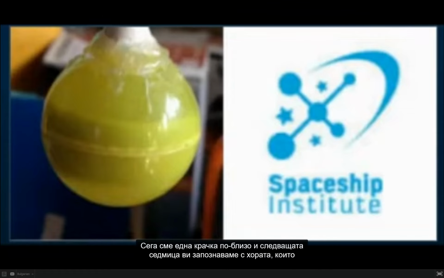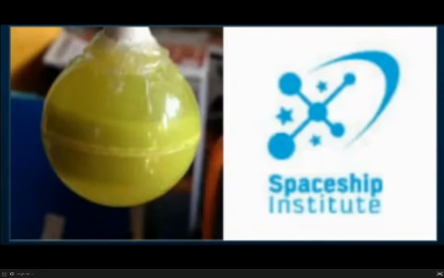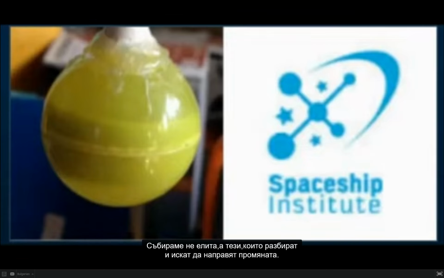Now we are one step closer, and next week we introduce you to the people who are now involved in another direction in the development and commercialization. They arrive with us on Wednesday. Most probably Thursday morning they will be on the teaching table. We are gathering not the elite, but the ones who understand and want to make the change.